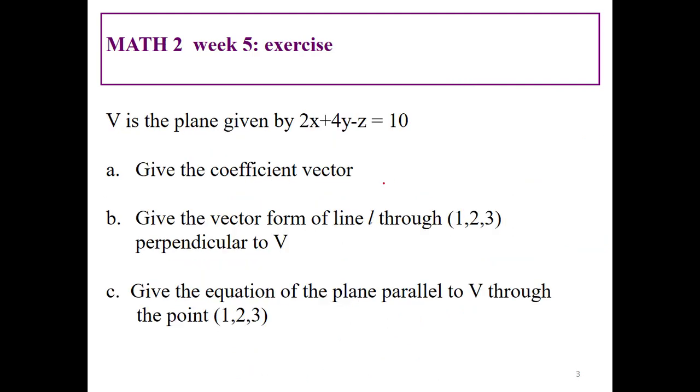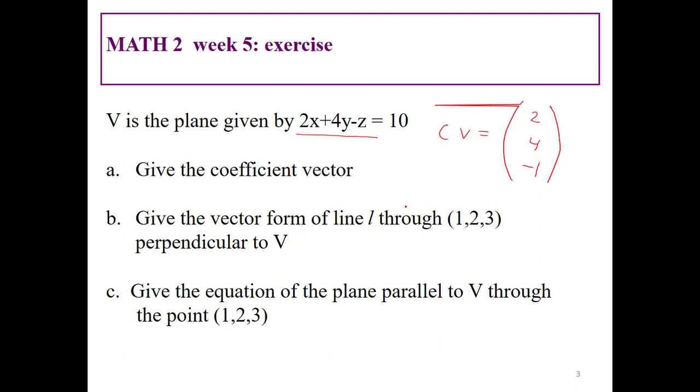Okay, again, a similar exercise. So we have a plane, 2x + 4y - z = 10. So what is the coefficient vector? It's just the numbers in front of the x, the y, and the z. So in this case, (2, 4, -1). Okay, then they want us to give a vector form of a line L, which is perpendicular to V.